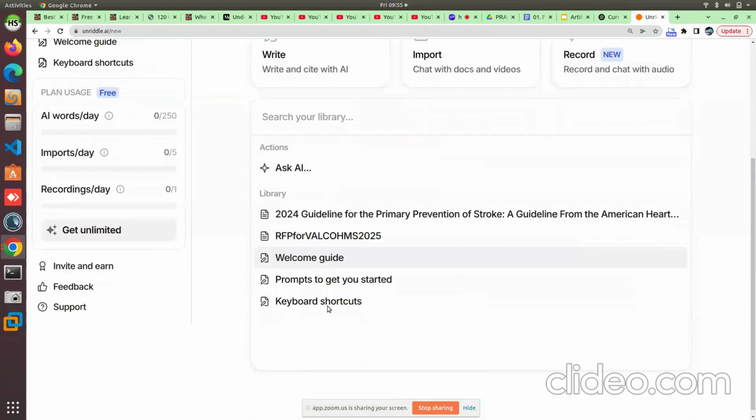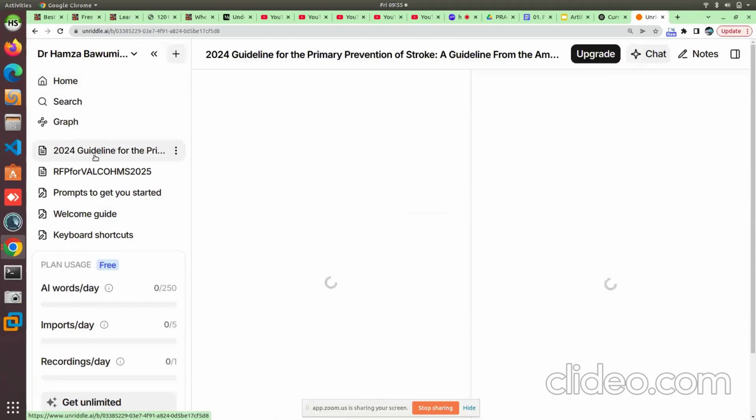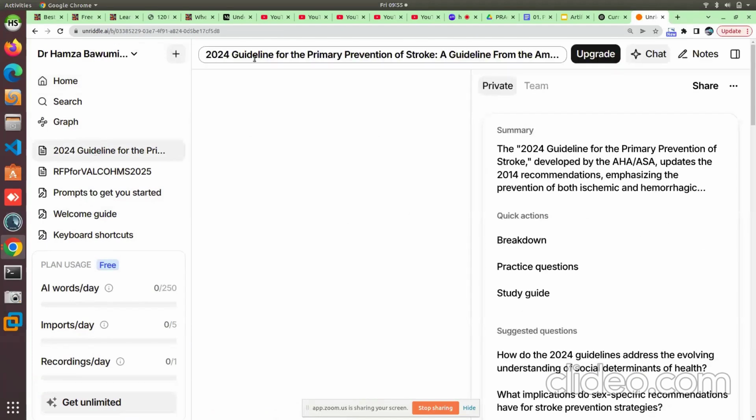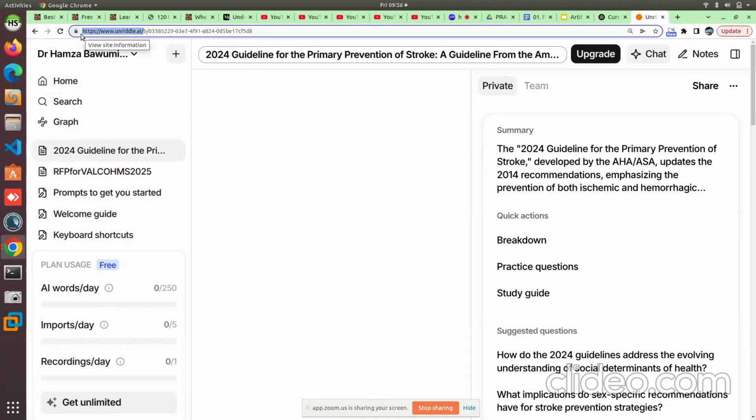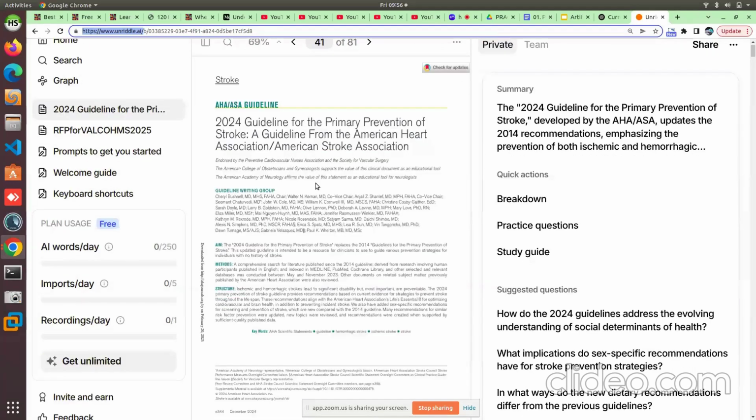If you go to Unriddle AI, it will open. On Unriddle AI, you can just upload a document. It says record import. So you import a document and you can start asking questions from the document, ask it to summarize the document and everything. I've uploaded one document already because of time. It's the 2024 guidelines for primary prevention of stroke. The document is 88 pages. If you don't want to read the whole document, you just upload it to Unriddle AI. So this is also AI, but it's been trained in a different way to take uploaded documents and then summarize it or read the whole document and answer questions from that document.